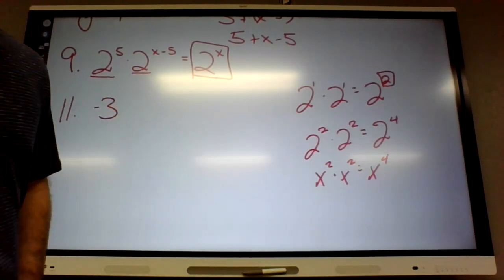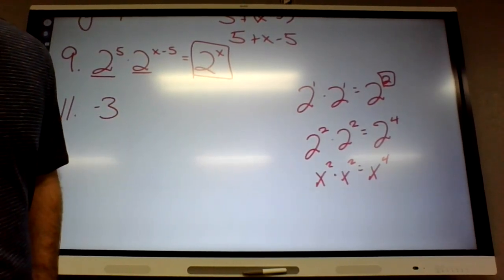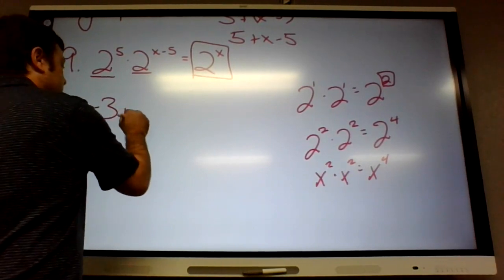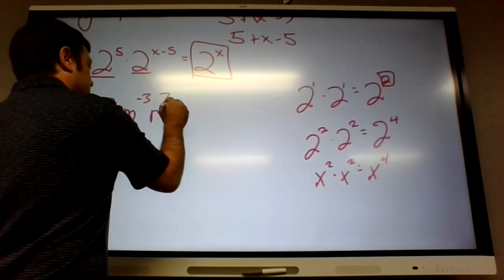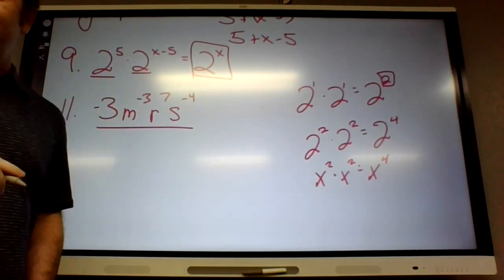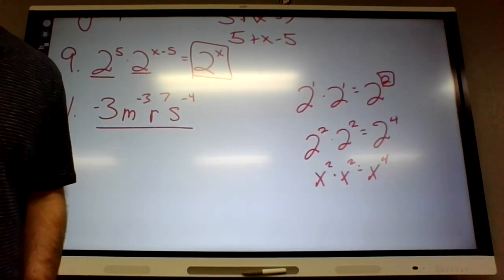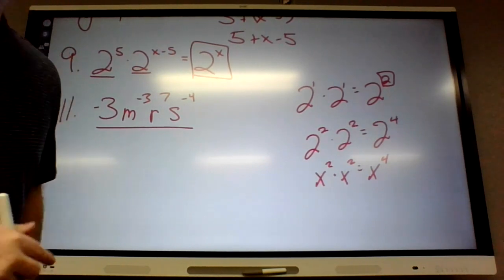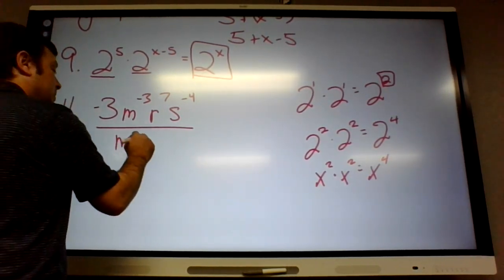Short chapter, kind of challenging though, right? M negative 3, R 7, S negative 4. But really, most of what we're doing is adding and subtracting. You just have to know when to add and when to subtract. M, R, S.